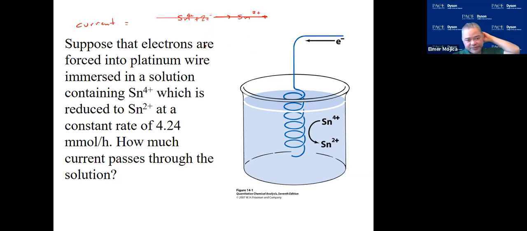So it says the amount of tin 4+ that is reduced to tin 2+ is 4.24 millimoles per hour. And in that case, we have 2 electrons involved. So we're going to multiply by 2 the given rate that you have there. And then you have your 8.48, right? So what's the one being asked?